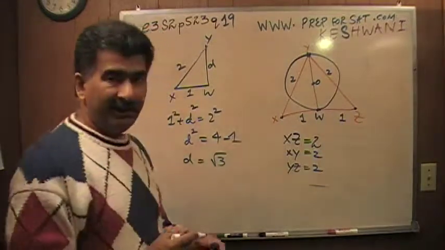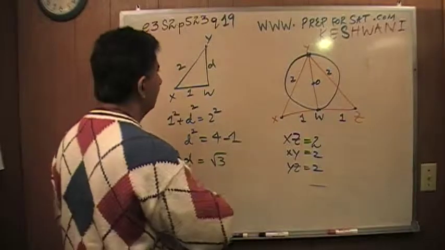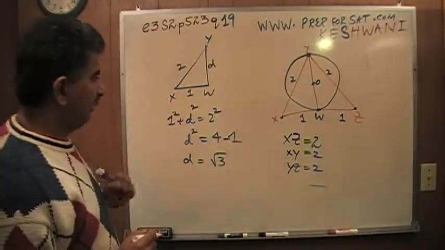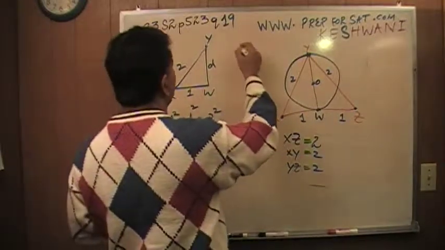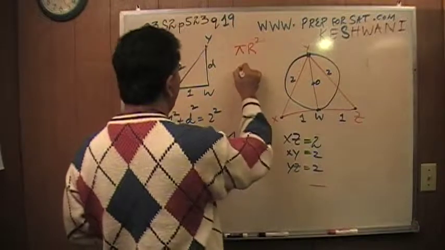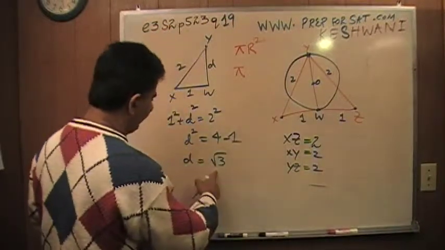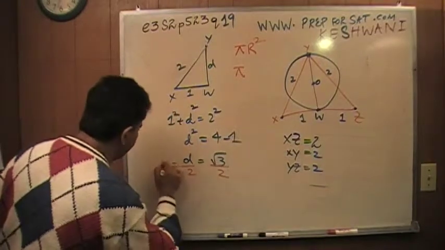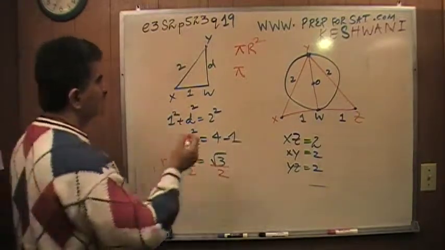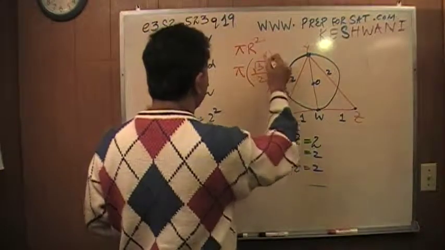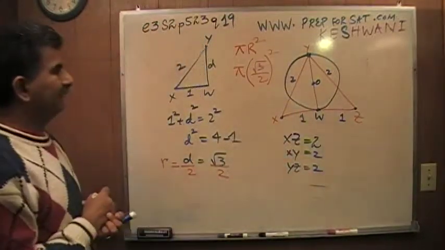How does one find the area of a circle? It's very simple. I should have left some room for the area, and I don't want to erase this part, and I don't want to erase that part. Let's do it in the middle. The area of the circle is pi r squared. The radius is going to be half of this. If you divide this by 2, that's going to be your radius. Root 3 divided by 2, squared. That's your answer. That's it.